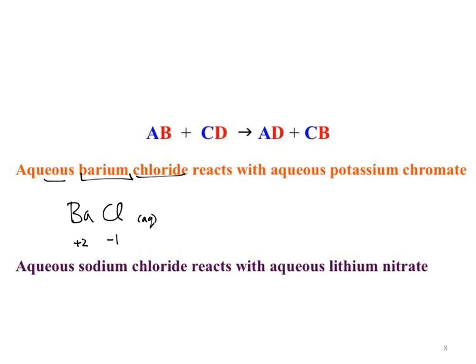Okay? Are our charges balanced? No. What do we need to do? We need 2 chlorides. This is straight out of chapter 6. We have to apply those nomenclature rules and make sure that each of our formulas is appropriate.